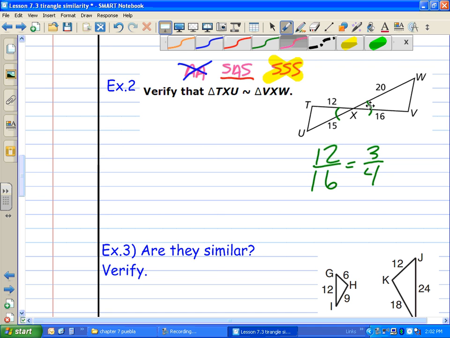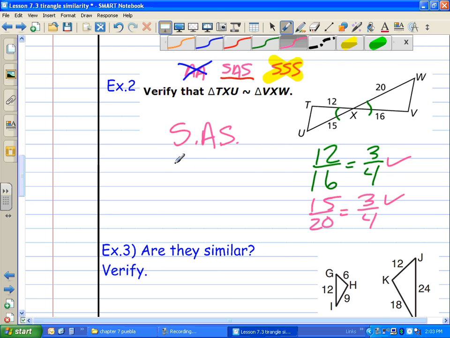Let's check the other one, 15 and 20. I'm going to write it right down here. Let's see what the ratio is for this one. Divide by 5, that's 3/4. Okay, that works. So guess what? They have the same ratios, and the angles are the same. So I can say that this is similar because of side, angle, side, or SAS. That's all you did. You just proved that.